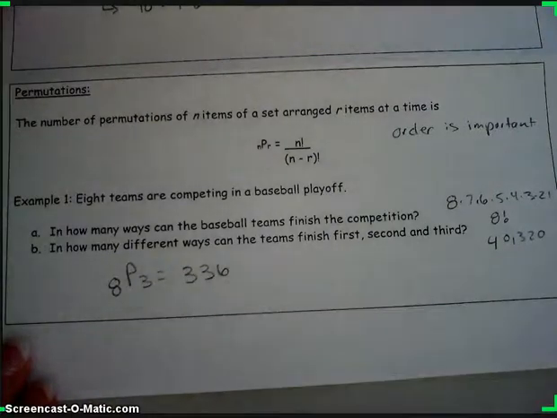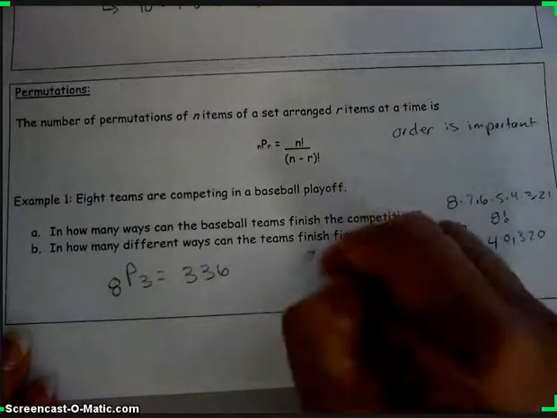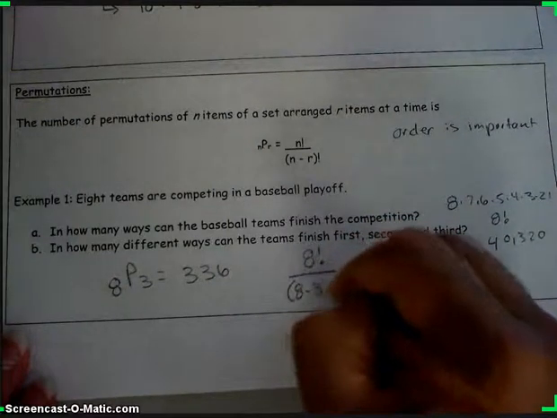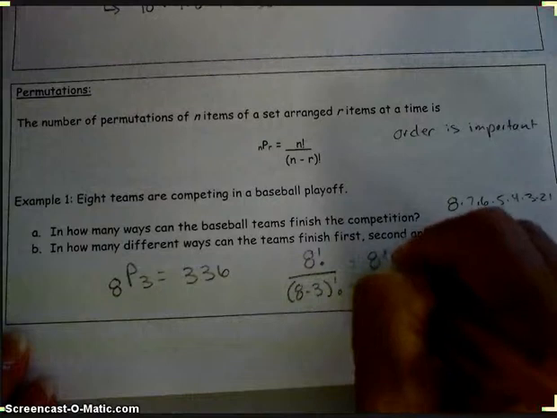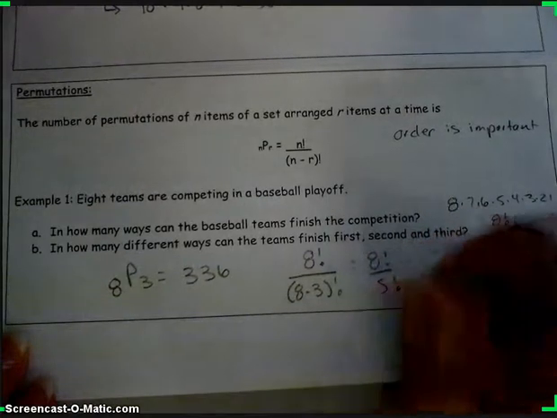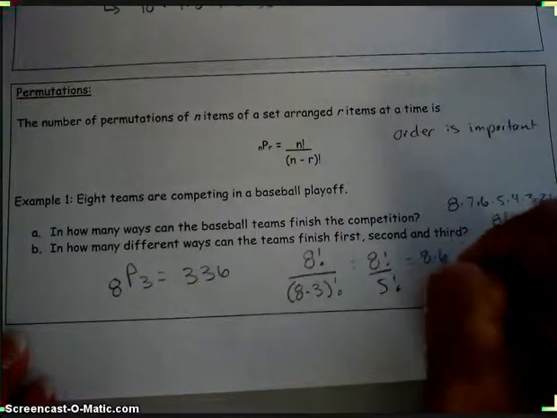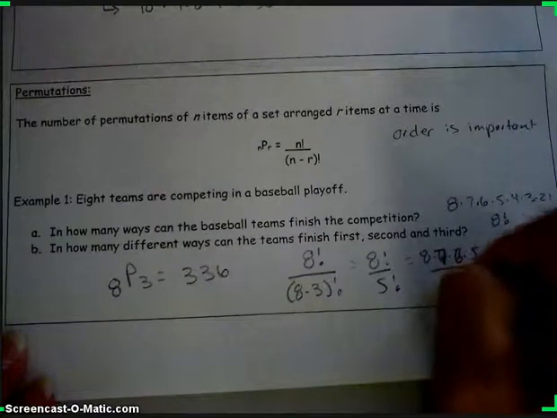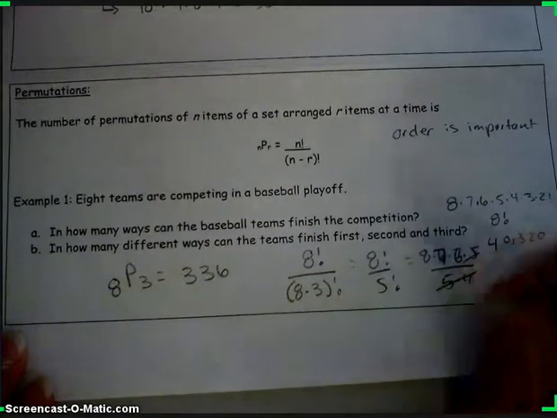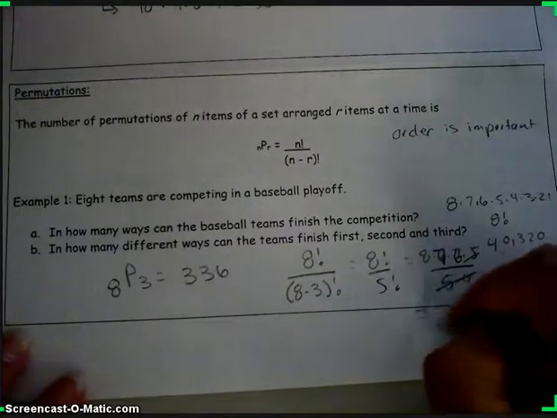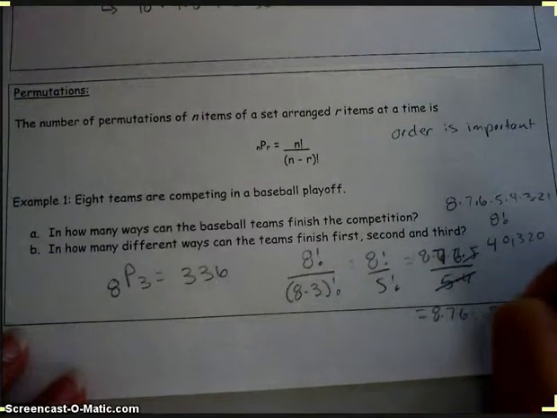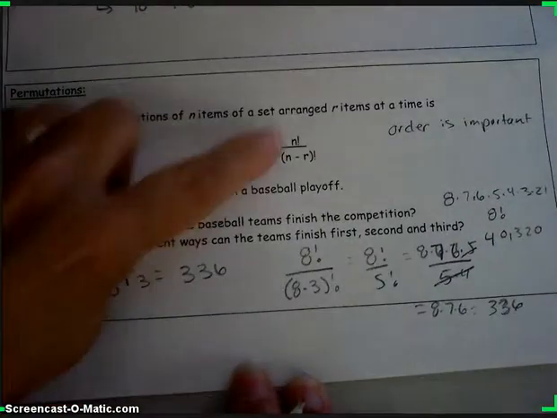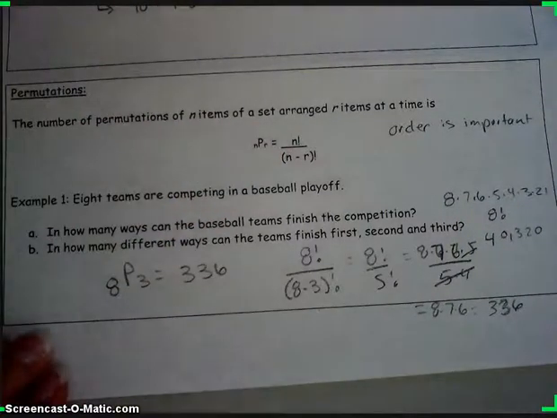Now if you didn't have a calculator, you can always use this rule where you would have 8 factorial over 8 minus 3 factorial, which would be 8 factorial over 5 factorial, which gives you 8 times 7 times 6 times 5 times 4 over 5 times 4. These would cancel and you wind up with 8 times 7 times 6, which should give you 336 the same way. So if you don't have a calculator, you can always use this formula that's been given to you.